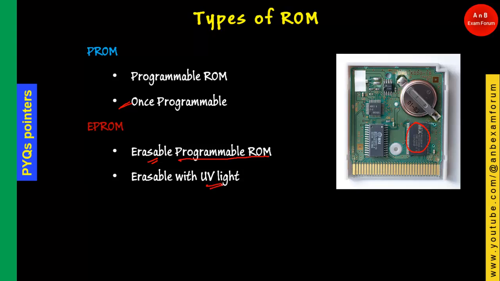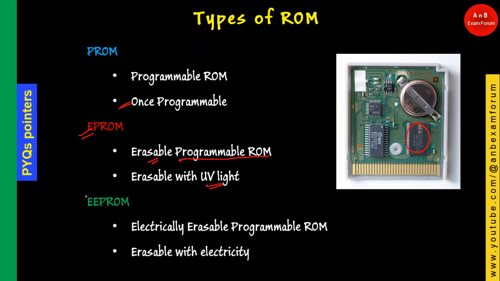So in the exam, if we ask which of the ROMs is erased with UV light, your answer should be EPROM, erasable PROM. Sometimes this EPROM is also known as UV PROM. So EPROM can be erased, but PROM is not erasable. Whereas one more type is there, it is EEPROM. Instead of UV light, you are using electricity for erasing the programmable ROM, so it is called EEPROM. So from ROM, you should remember the full form of each and every type of ROM.